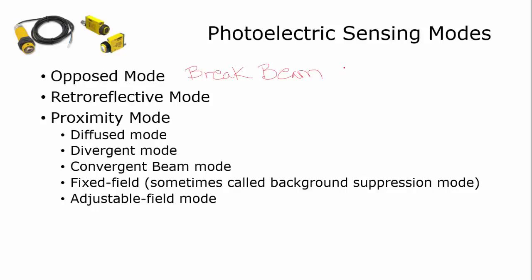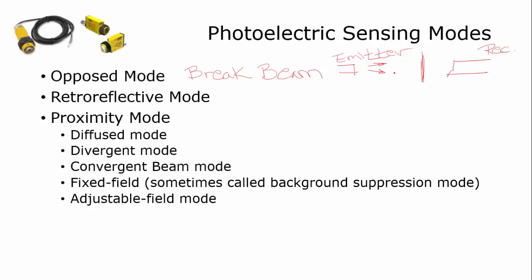Break beam meaning that you have a light source and you have a light receiver. So you have an emitter and receiver, and the object that you're sensing actually breaks the beam of light. It's called opposed mode.